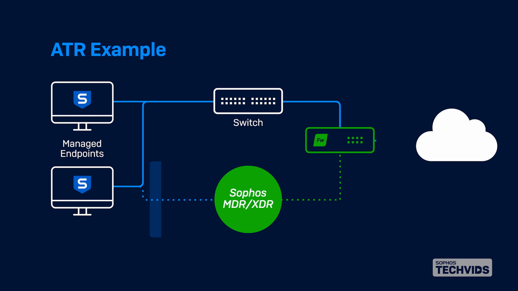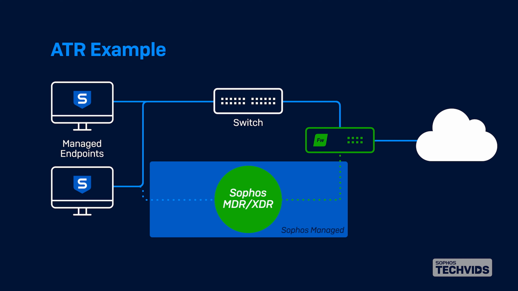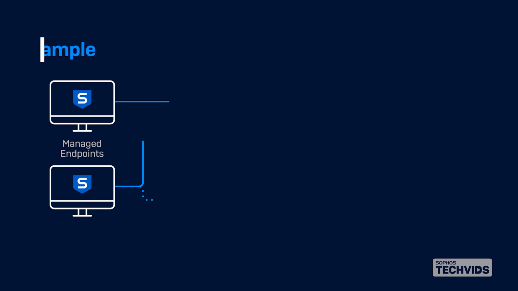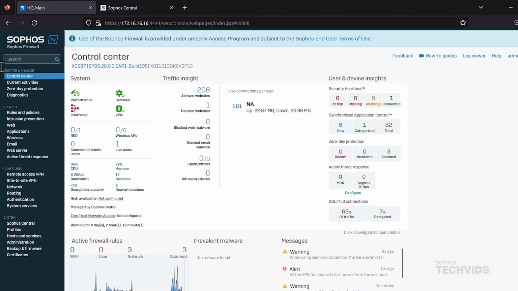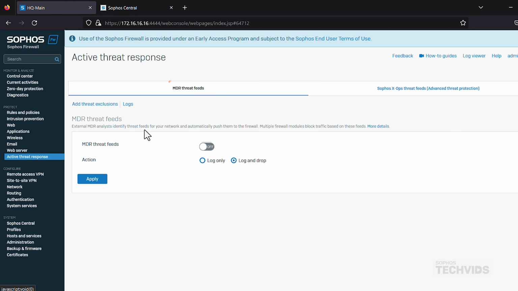Now, let's look at an example. In this deployment, I have two endpoints connected to a Sophos switch, which is connected to port 2, the LAN interface of the firewall. Port 1 is connected to the internet. I'll navigate to the Sophos Firewall web console. There's now a new Active Threat Response menu option. By selecting it, I see two new dynamic threat feeds, MDR threat feeds and Sophos XOps threat feeds, which was formerly named Advanced Threat Protection.